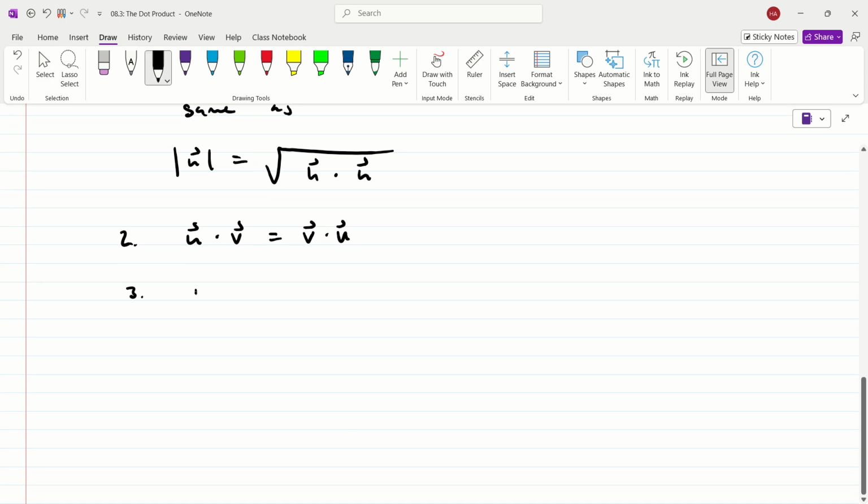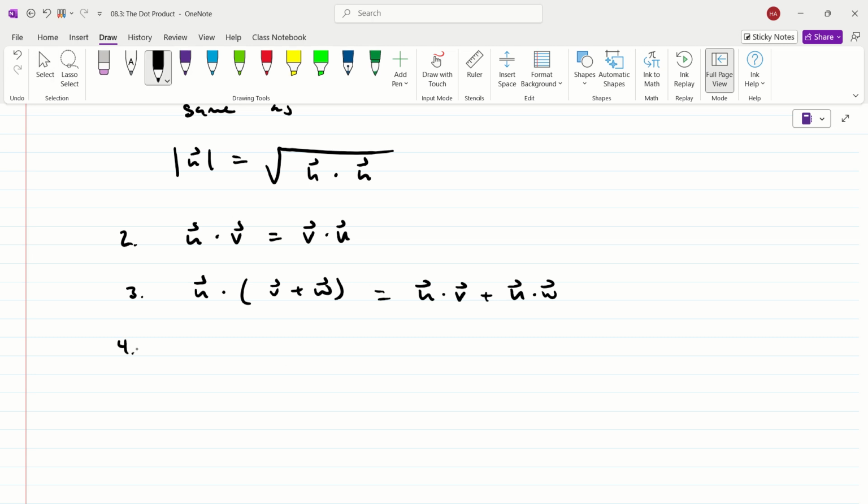Property 3 states that the dot product has a distributive property. So if you're taking the dot product of u with the sum of v plus w, you could imagine that you distribute the u through these two vectors and get u dot v plus u dot w. So again, here's the distributive property of dot products.